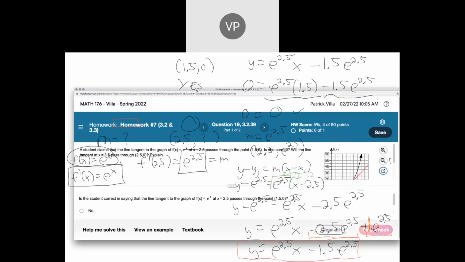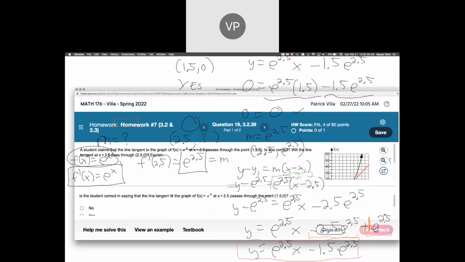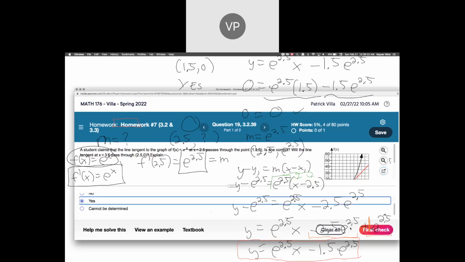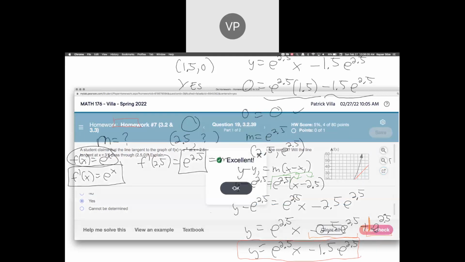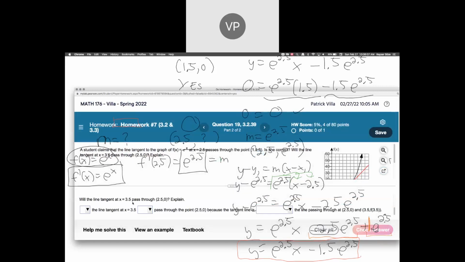So let me just plug that in here. So is the student saying that that passes through the point? I'll say yes. Got that one. And then there's a second part.